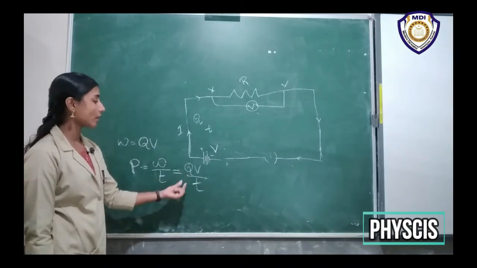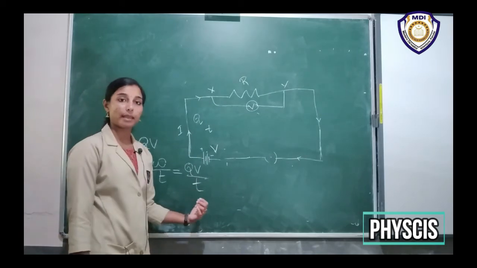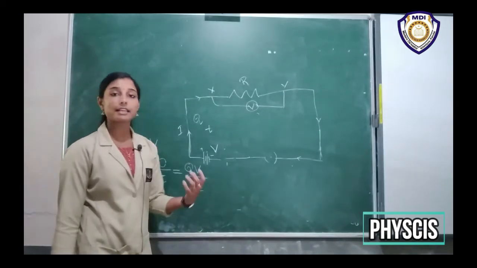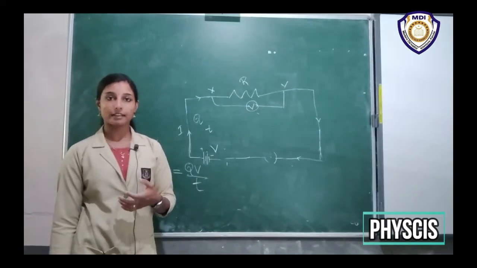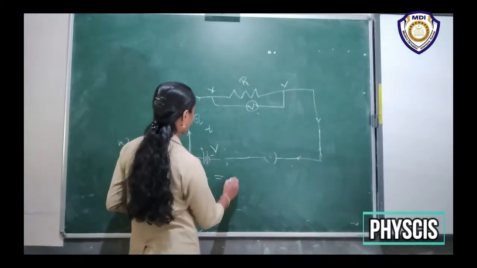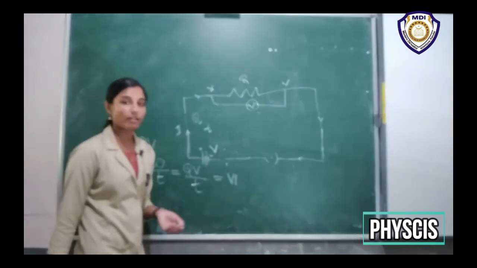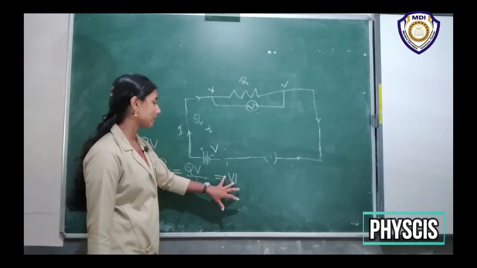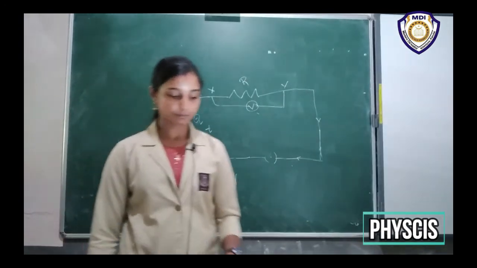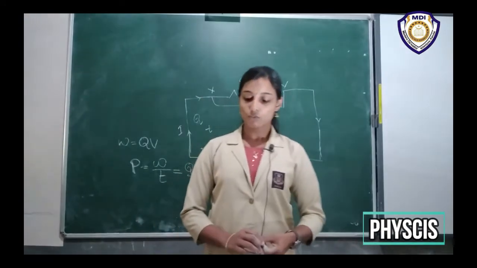The charge going through a cross-sectional area within a time T is known as current, right? So here we can write V is equal to VI. The power we get as VI.